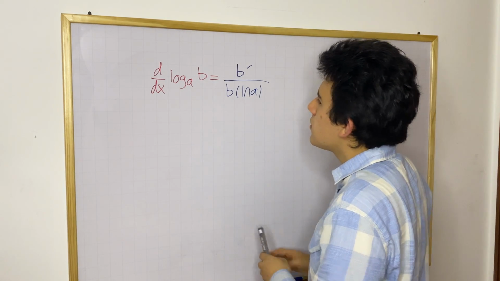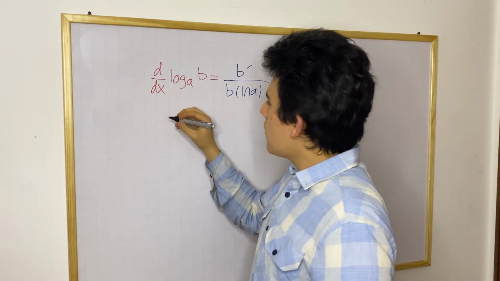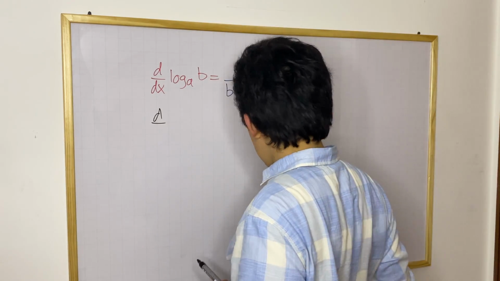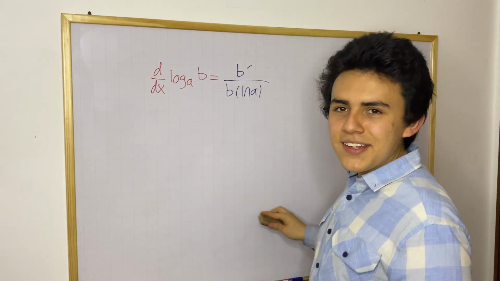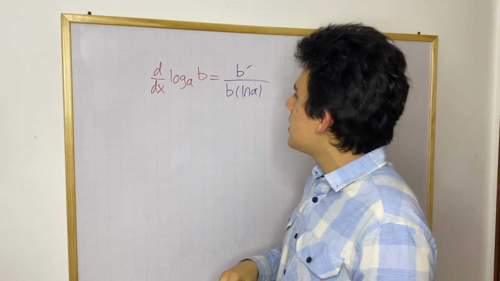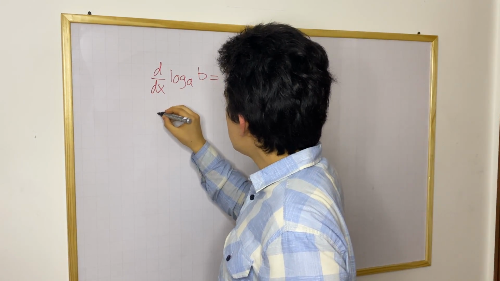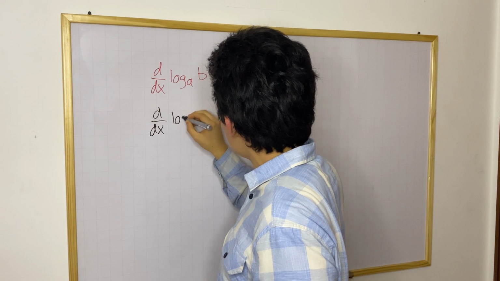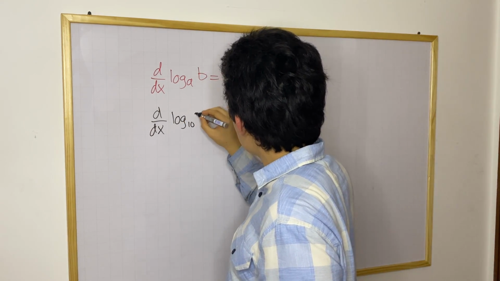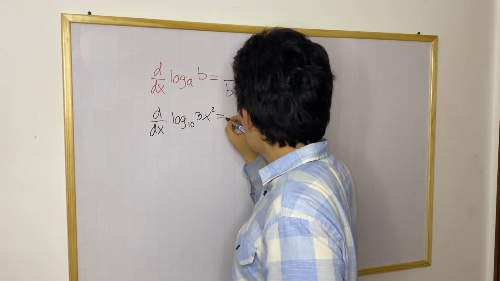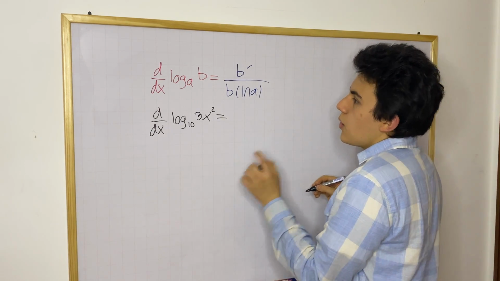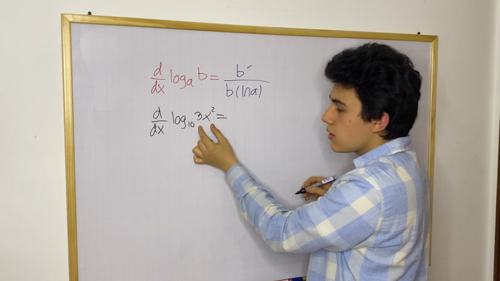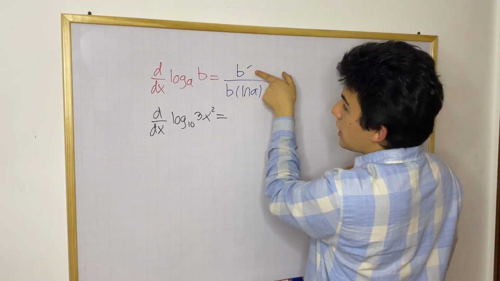Let's do some problems. So let's try the following, something simple. The derivative, that's supposed to be a d. I know it sucks, but yeah, it's a d. I need to improve my d's, yeah. So let's say we have d over dx for the function log base 10 of 3x squared. How much is this? Well, we need to find b first. We know b is going to be 3x squared. So we need to take b prime.